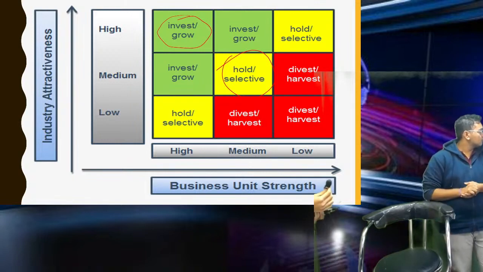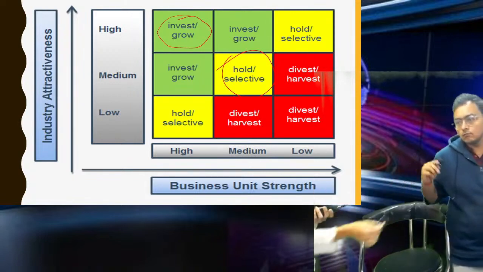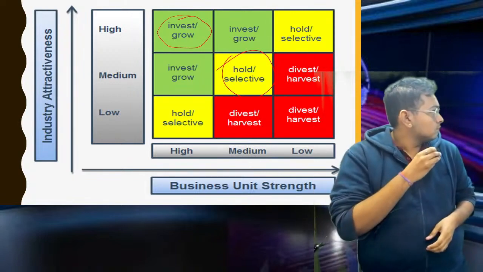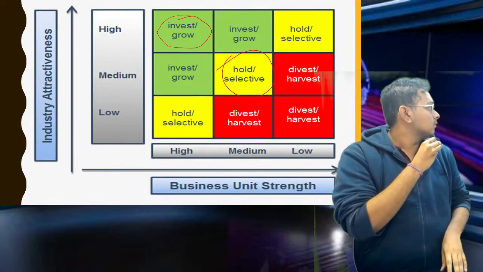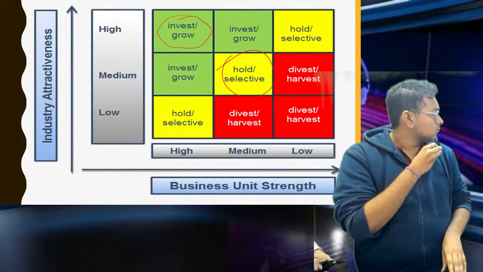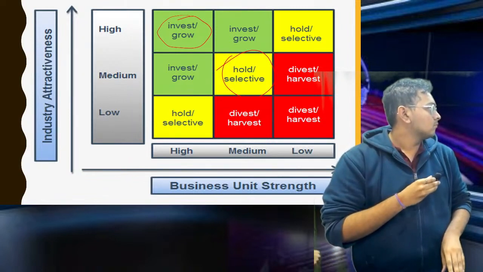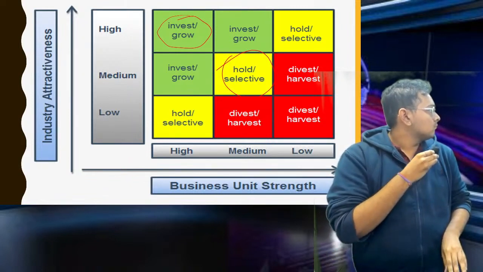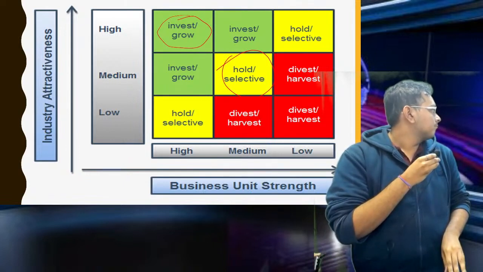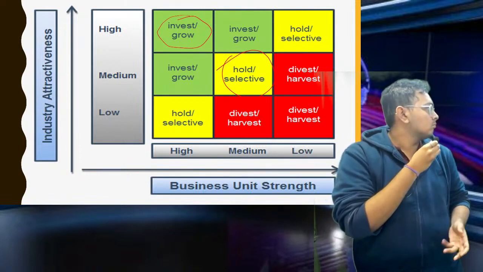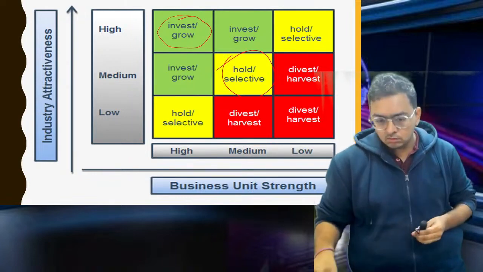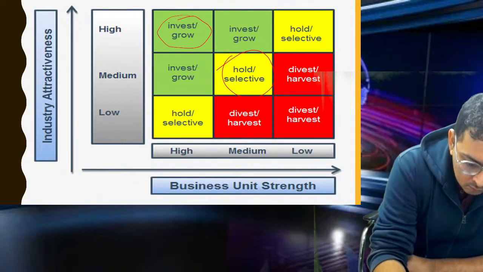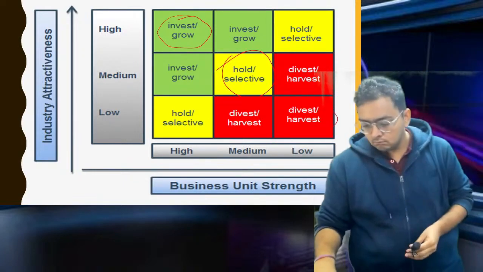Vodafone Idea, telecom industry. Telecom industry, Vikas, where does it fall in India? High, because the future is left, but actually no one is able to earn in telecom. Its costs are huge. So medium or high? Medium we will take. Vodafone Idea as a company? Low, because everything is bad for them. Bad debts are huge. Huge loans are there. So what should they do? Divest or harvest. Either they should sell off a little business or take out cash.